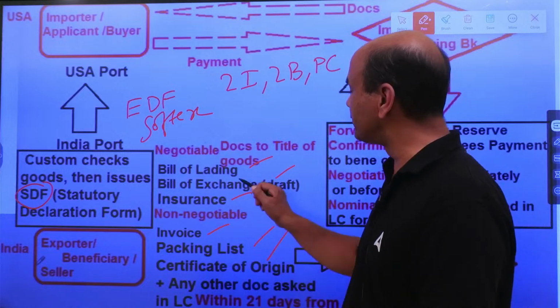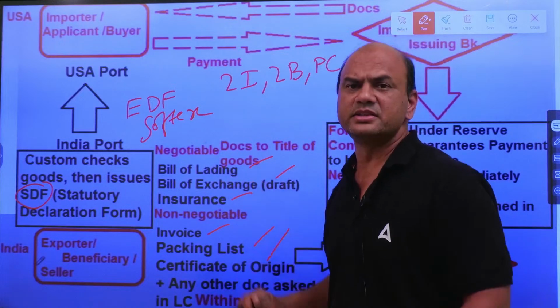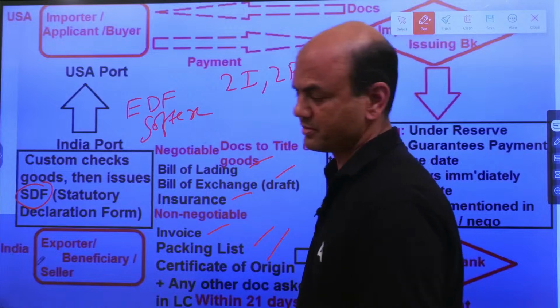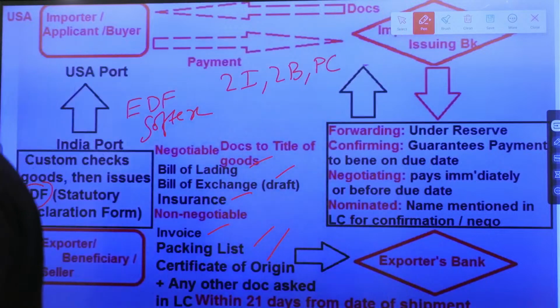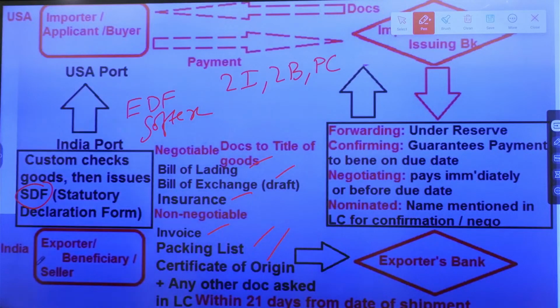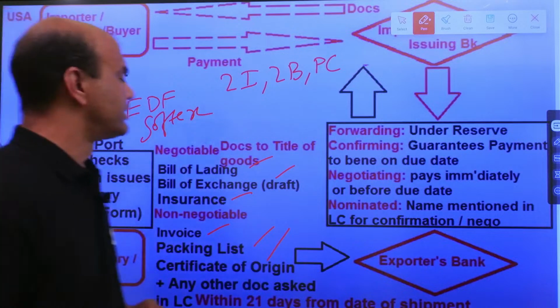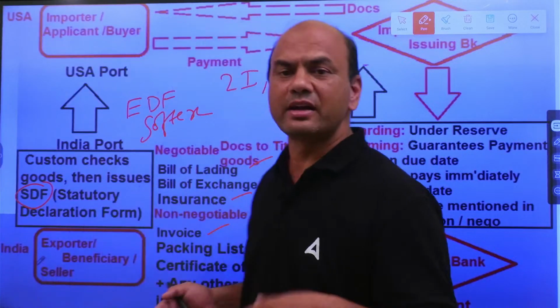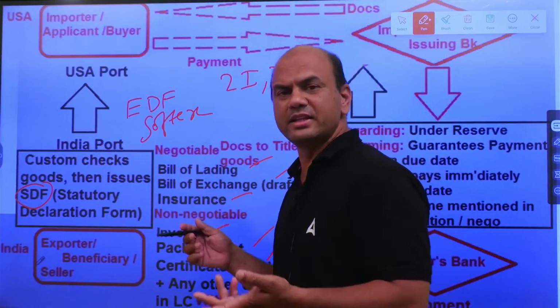Now this bill of lading may change. If you are sending the goods via ship, then it will be a bill of lading. But if you are sending the goods via air, then it will not be a bill of lading; it will be an airway bill, meaning the air ticket. If you are sending via truck, then it will be a truck receipt, anything.